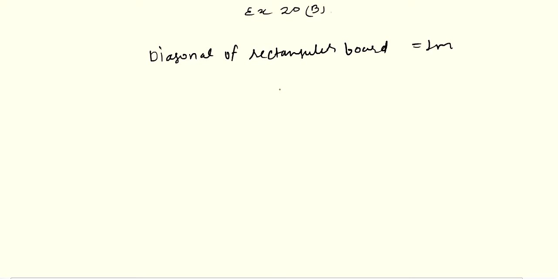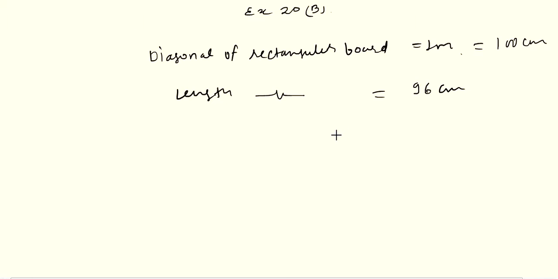Now the length is given as 96 centimeter. So you have to write the length of the rectangular board is 96 centimeter. As you can see, the diagonal is in meter and this length is in centimeter. So it will be better if you convert this meter into centimeter. As you know, 1 meter equals 100 centimeter.